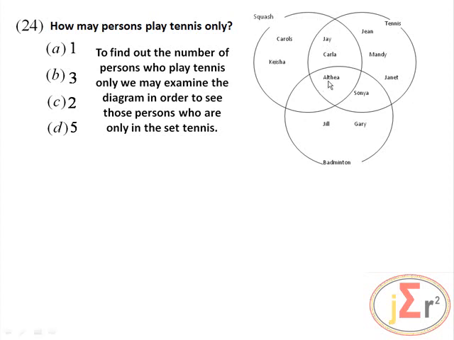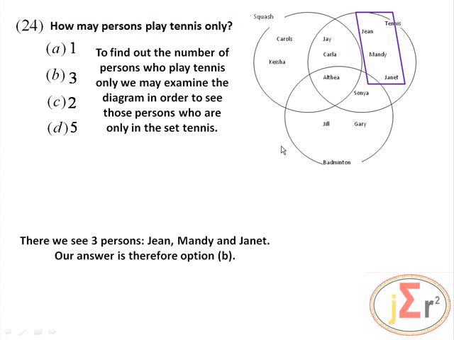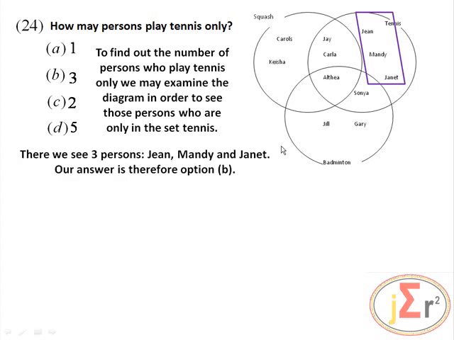What about Althea? Althea is in tennis, right there. Althea is also in badminton. See? Althea is in badminton also. And Althea is also in squash. Therefore, Althea is not our answer. So we need to see if we can find those who are only in this set, tennis. There we have them. They are Jean, Mandy, and Janet. So there are three persons, Jean, Mandy, and Janet.